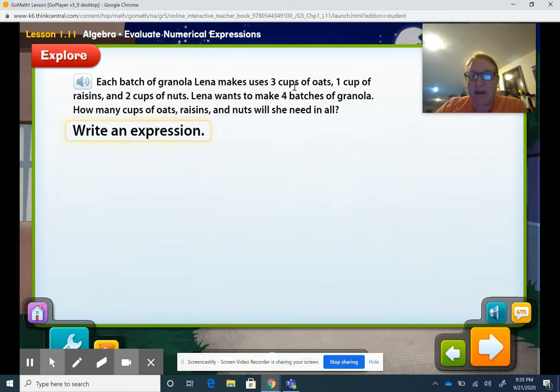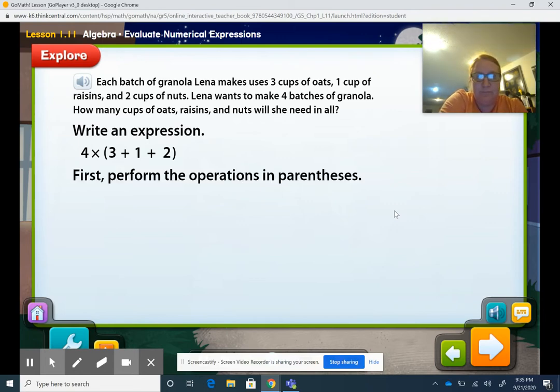Since there are many things here, oats, raisins, and nuts, we're going to put those all in parentheses. 4 times (3 plus 1 plus 2). We can evaluate this expression by following the order of operations. First, let's perform the operations in parentheses.